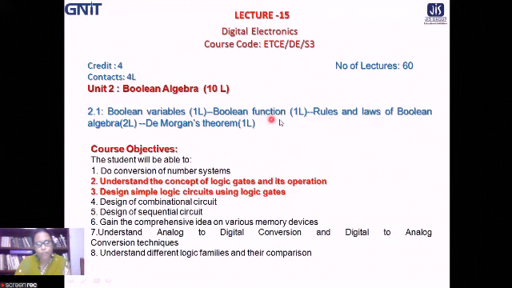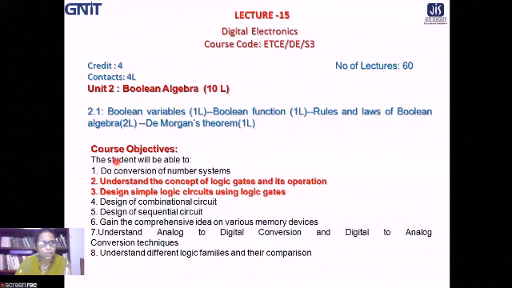Boolean function, also 1 lecture. Rules and laws of the Boolean algebra comprises of 2 lectures, and the De Morgan theorem. In the previous lecture, we started the De Morgan theorem and we were in rules and laws of the Boolean algebra. Now, let us move to the course objective. The course objective is a very important thing for the students because these objectives will be fulfilled once the lecture series or the course will be completed.